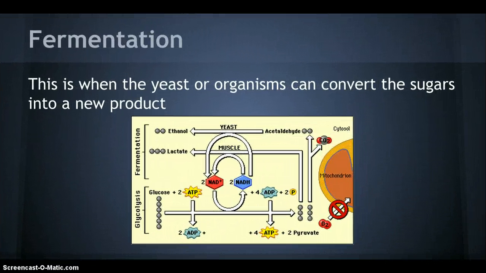Fermentation. This is when the yeast or organisms convert the sugars into new products. This is chemical because once the sugars are converted into new products, there is no going back. They cannot be reversed, meaning the products you put into making the glucose or whatever is being made in this process cannot be reversed. So whatever comes out comes out. You can't split whatever happened before.